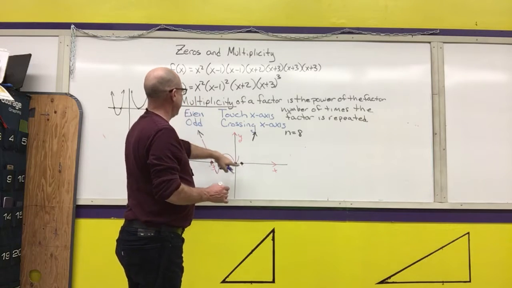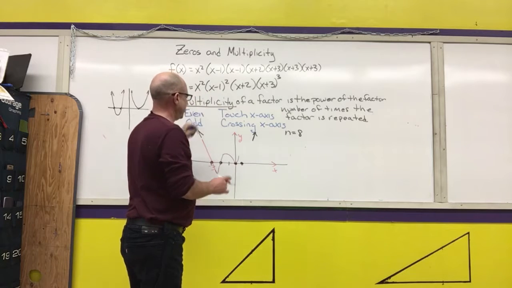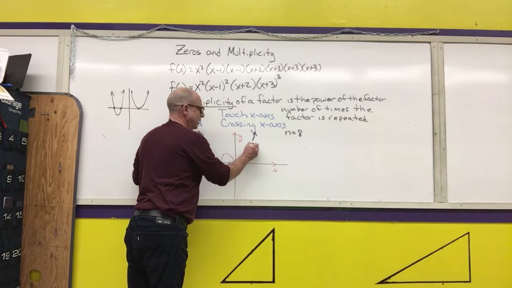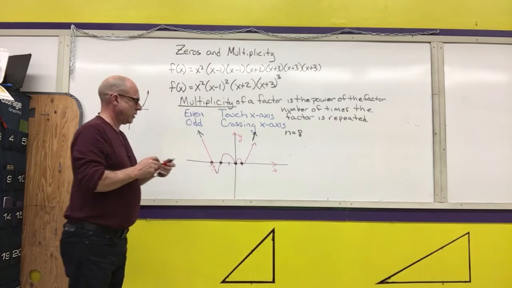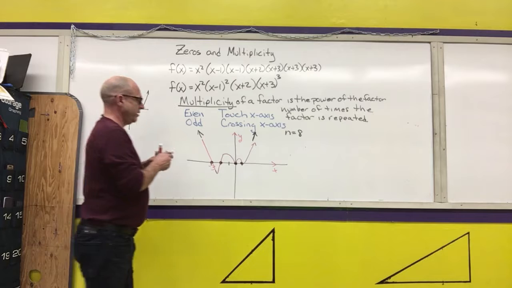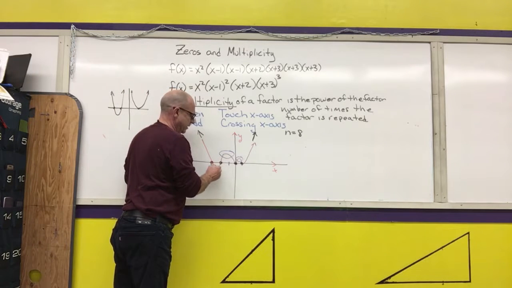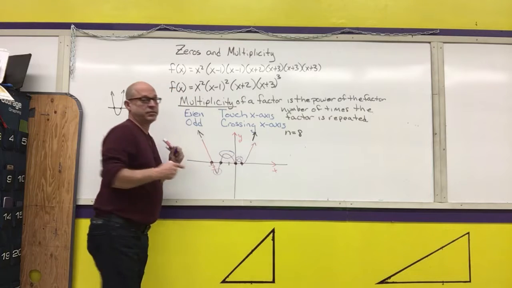And when x equals 1, it's an even multiplicity, so it's going to touch the x-axis. And I have my end behavior. One thing I want to point out is we do not have enough information right now to figure out exactly what's happening in between these regions.